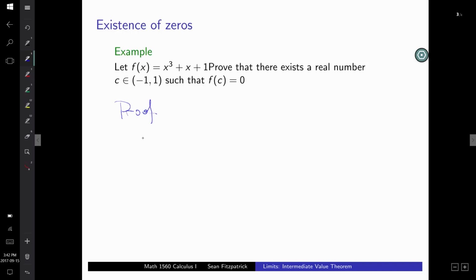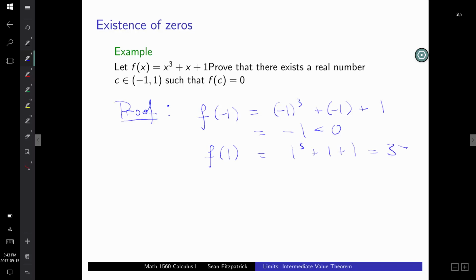Okay, here's a proof. If I calculate f at minus 1, I get minus 1 cubed plus minus 1 plus 1. This comes out to be minus 1, which is negative. If I calculate f of 1 at the other end of my interval, I get 1 cubed plus 1 plus 1. I get 3, which is positive. So now I know that it's negative at minus 1. I know it's positive at plus 1, and of course it's a polynomial, and every polynomial is continuous.